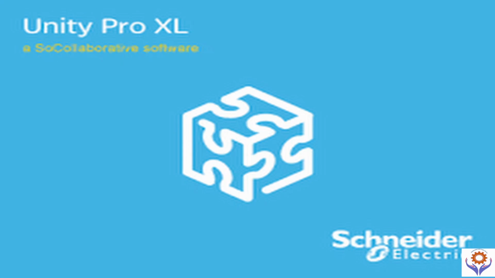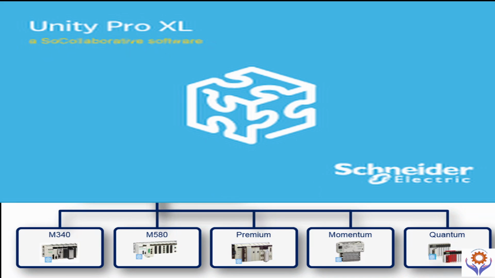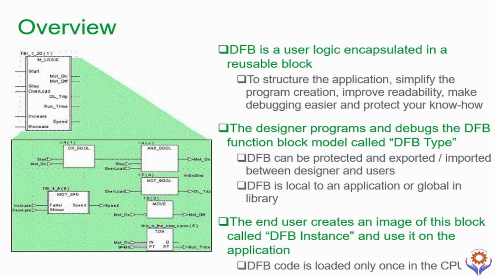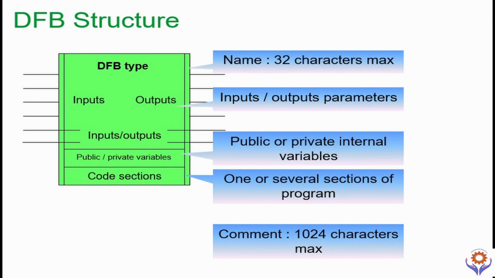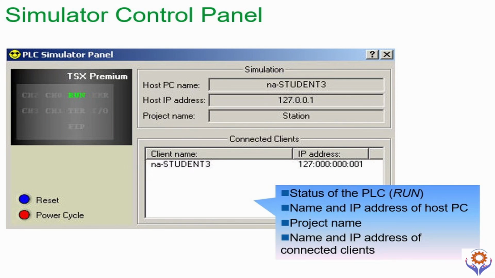Today we will continue with the Schneider Unity Pro programming part 2. In this part we will discuss more on derived function blocks, and we will see how to import and export the functions, how to use the simulator and test the logics, and also we will see today how to configure the local, remote and distributed IOs.